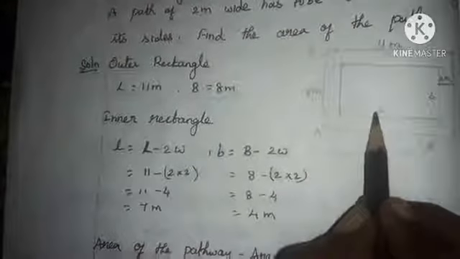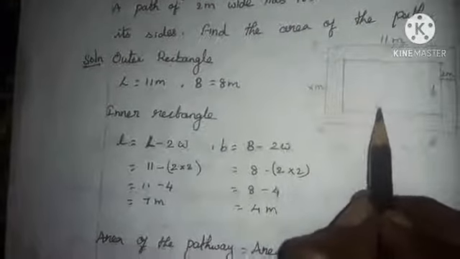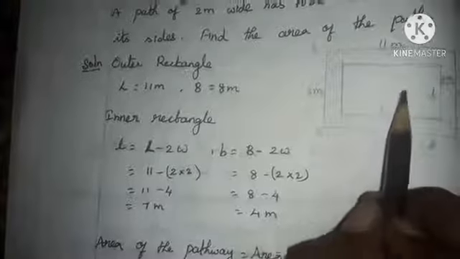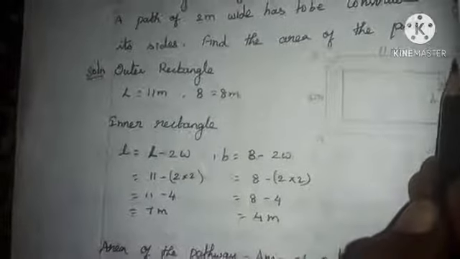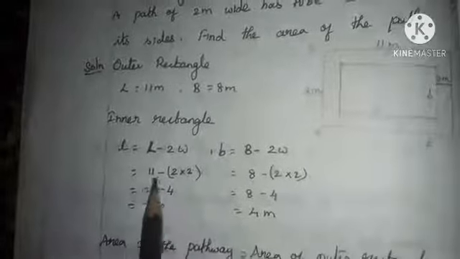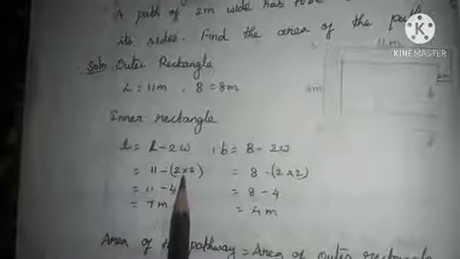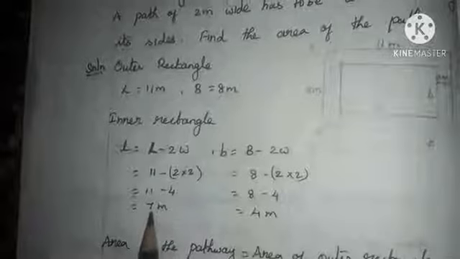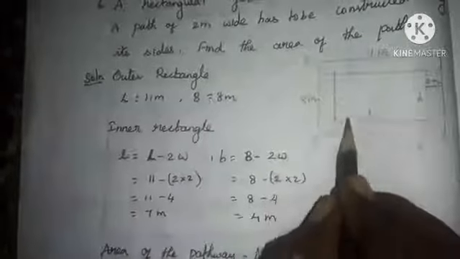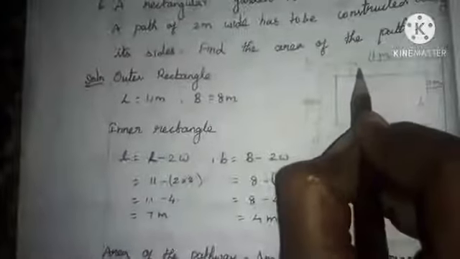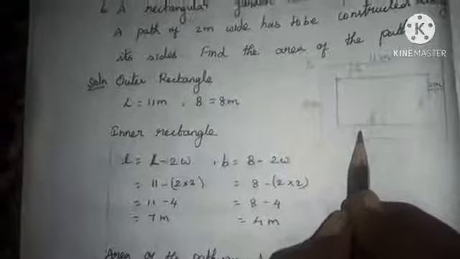To find the inner rectangle length, you have to subtract the width of both sides from the whole length of the outer rectangle. That is 11 minus 2 into 2, that is 11 minus 4, we get 7 meter. In the same way, for breadth also, you have to subtract this width and this width. That is, on this side we have 2 meter and below we have 2 meter.